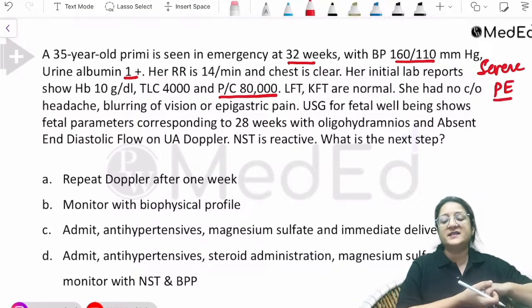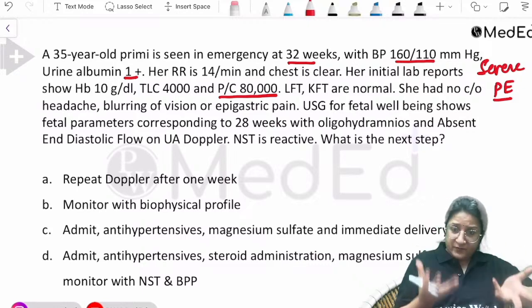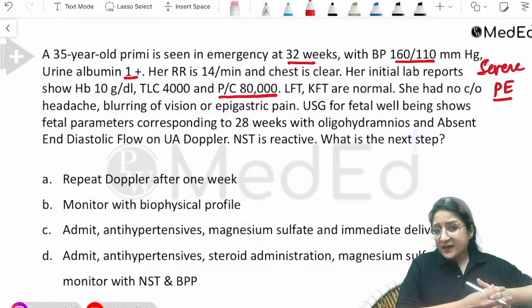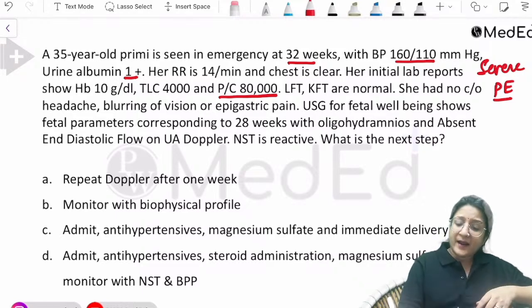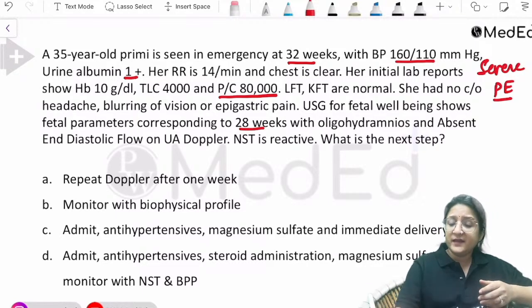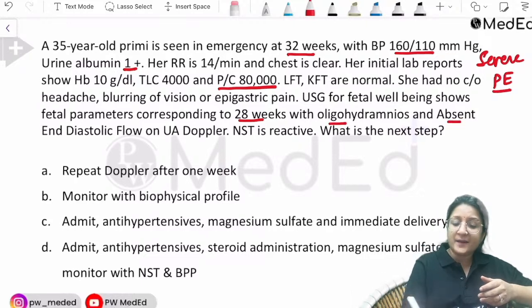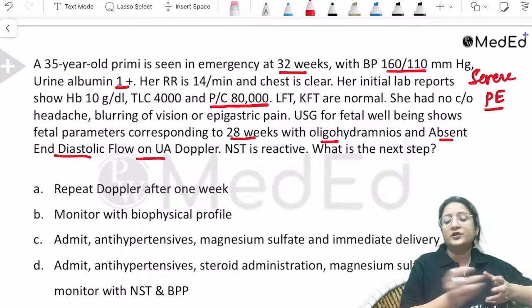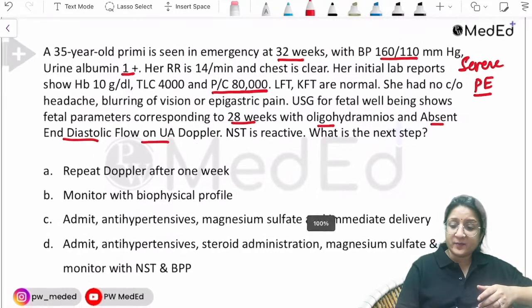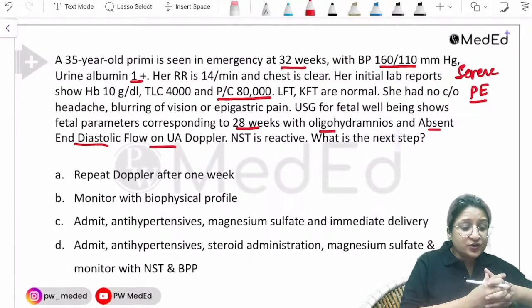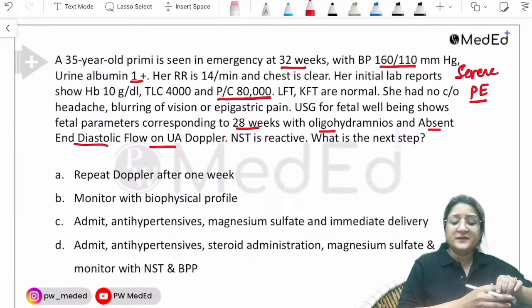preeclampsia. So we have also evaluated the fetus. Ultrasound for fetal well-being shows that the fetus is growth restricted, with parameters corresponding to 28 weeks, oligohydramnios, and absent end diastolic flow on Doppler. NST is reactive. What is the next step? The first option: repeat Doppler after 1 week.